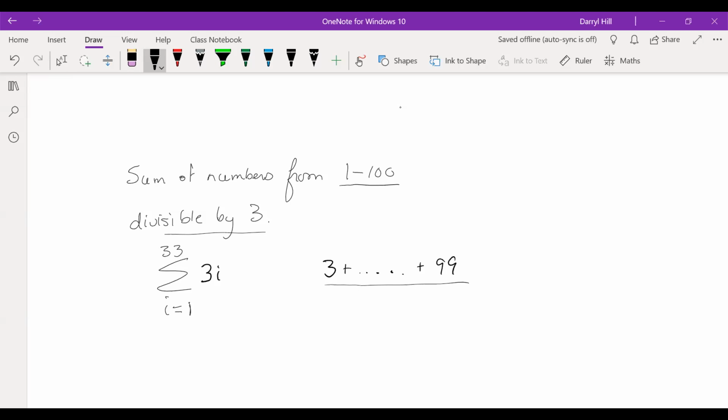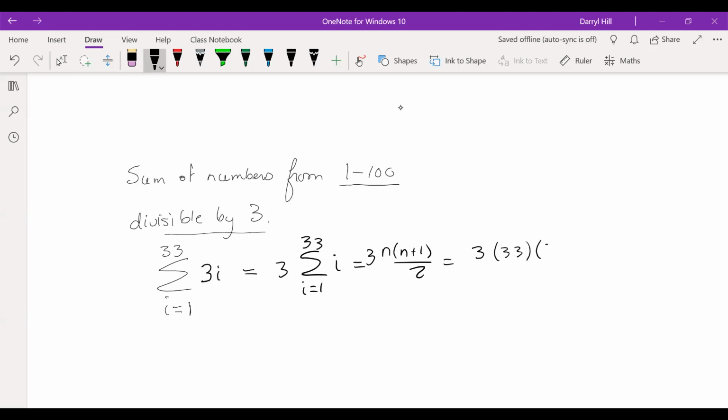So then this is equal to, if we use the closed form, we can take the 3 out: 3 times the sum from i equals 1 to 33 of i. That's n times n plus 1 over 2, times 3. So this is 3 times 33 times 34 over 2. And what did I get? 1683. So that's probably correct, unless I made a mistake when I punched it in the calculator.